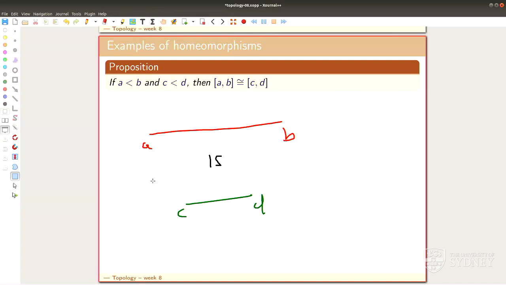But the takeaway message here is that our equivalence relation here, homeomorphism, doesn't care about lengths. Very different from geometry. I don't care about lengths. All intervals are the same. Doesn't matter.